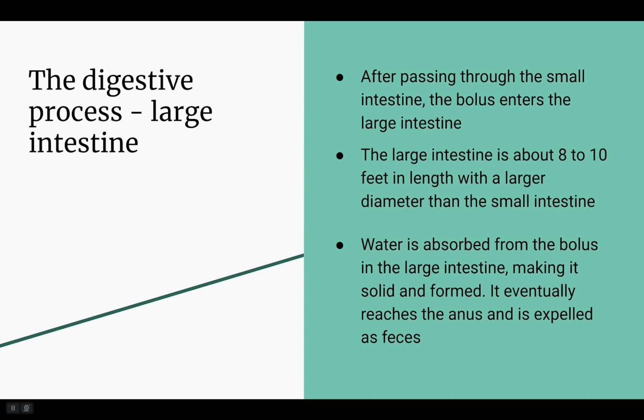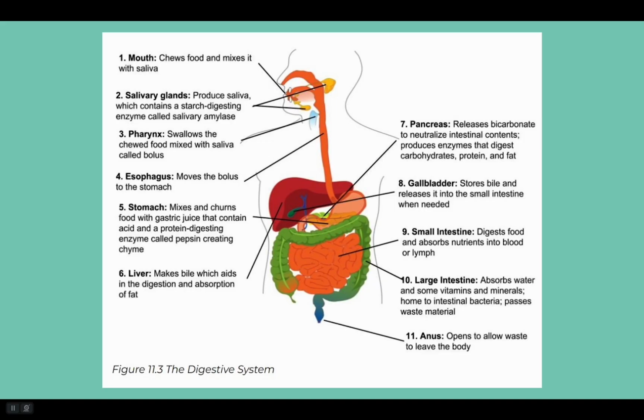Water is absorbed from the bolus in the large intestine, making it solid and formed. It eventually reaches the anus and is expelled as feces. See the image above for an illustration of digestion.